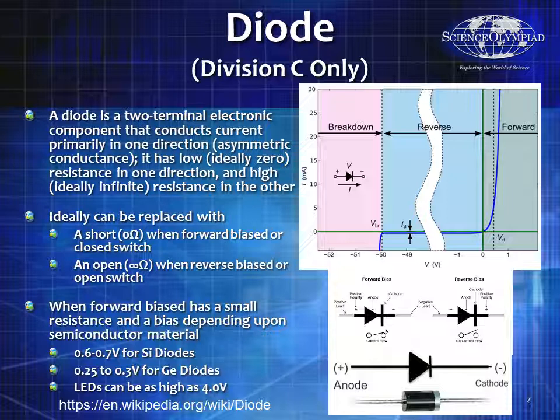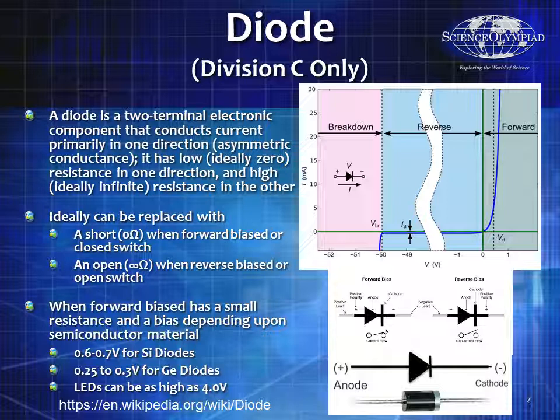But let's talk about a diode. Now this is going to be for division C only. So a diode is a two-terminal, in other words, it's got an in and an out, electronic component. It generally conducts current in one direction, so it's got asymmetric conductance. In other words, one way it acts very much like a short, and the other way the current tries to flow, it acts very much as an open.